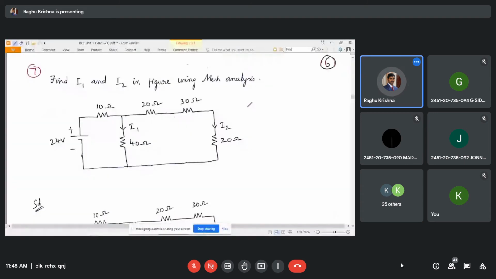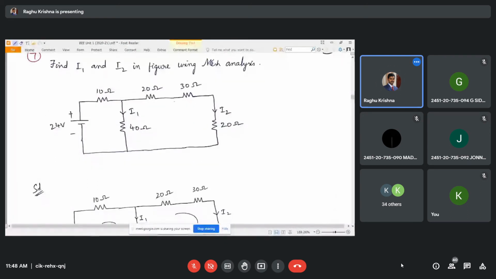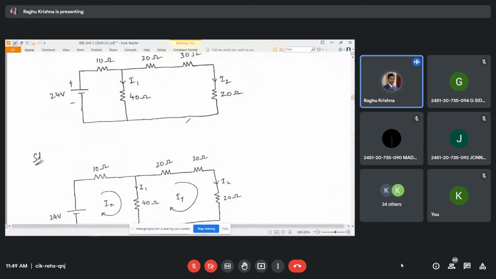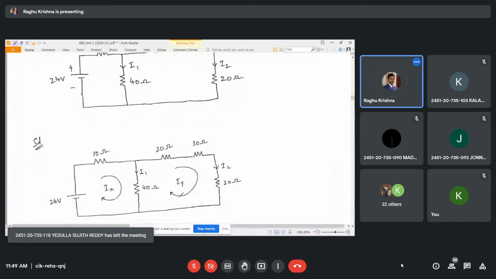So here, find I1 and I2 in the figure using mesh analysis. Let us see where I1 is. This is I1, this is I2. We have to find I1 and I2 using mesh analysis. Mesh analysis means you have to consider two mesh currents. Here Ix and Iy I have considered as mesh currents.